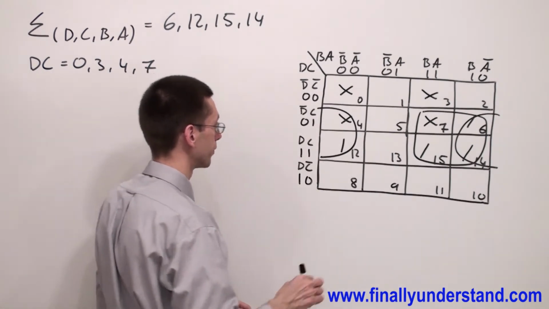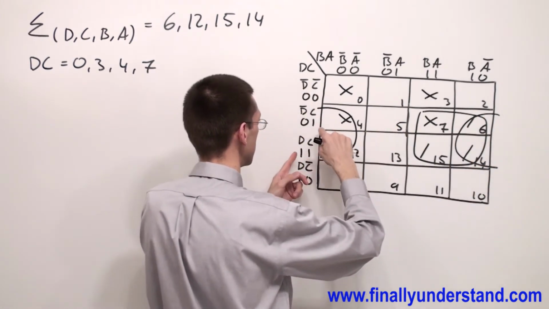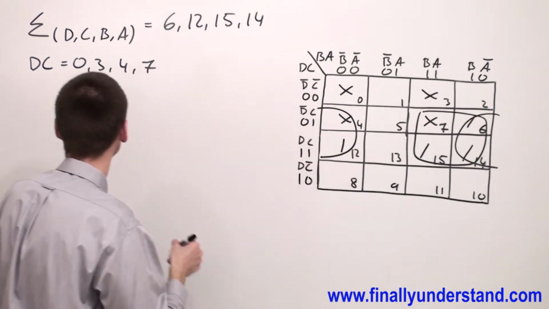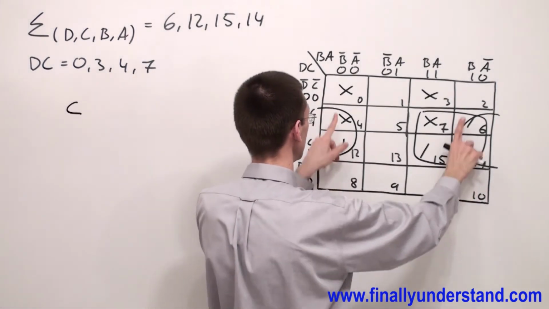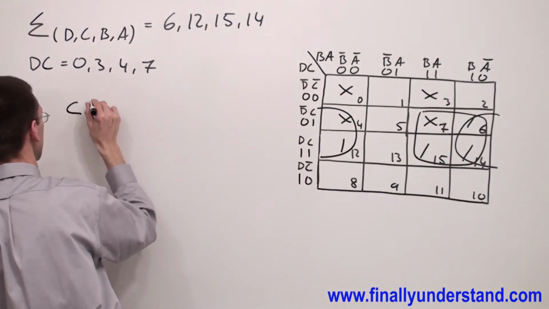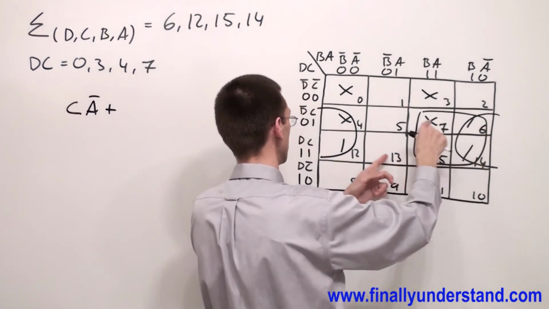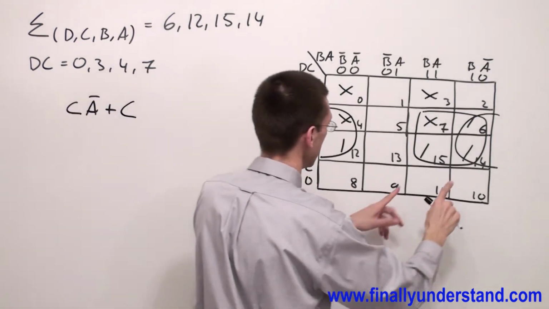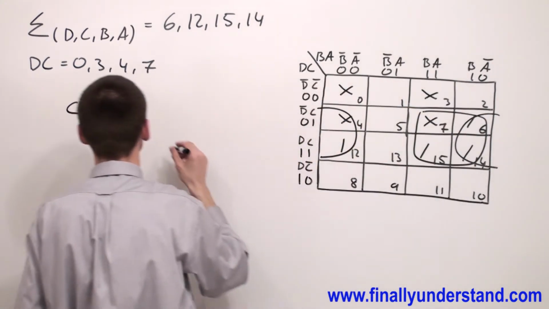I have 2 groups. This group is placed in 2 rows and 2 columns. The common variable for these 2 rows is C. I write C. And the common variable for these 2 columns is A naught. I'm going to write A naught. Or, this group is placed in 2 rows, C, and 2 columns. The common variable for these 2 columns is B.